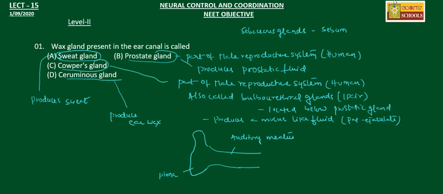They are different. Sebaceous glands and ceruminous glands are not the same. Sebaceous glands produce sebum, whereas ceruminous glands produce earwax. So the right option in this case is ceruminous glands. The wax gland which is present in the ear canal is the ceruminous gland. Option D is right.